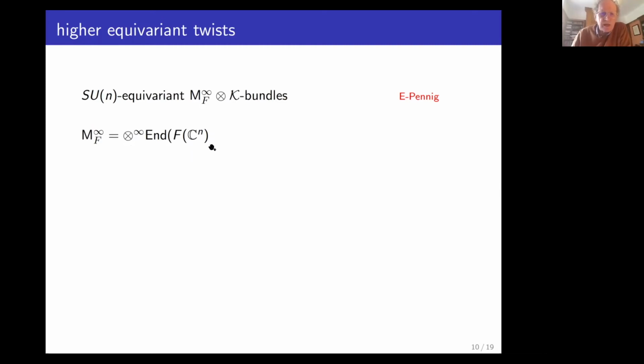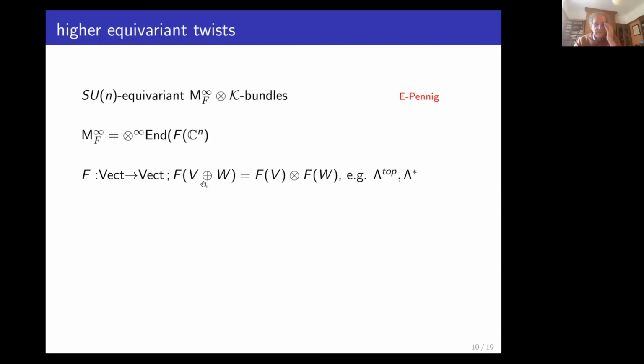No, there's a bracket missing there. So this is an infinite tensor product. Now the F is going to play the role of the level. Varying F gives me different levels. The F is an exponential functor on finite dimensional vector spaces, so it takes plus to tensor. And there are two typical examples.